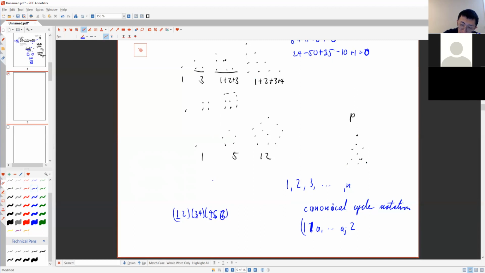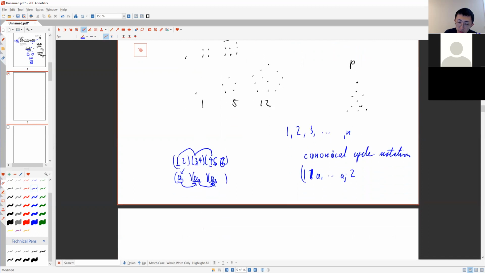I'll always write it like, and then 1 is less than 3 is less than 4. So the smallest number in each cycle is the leftmost, and the leftmost terms are ordered from left to right. Like the smallest one is left of this one is left of that one. So not only is the smallest one the leftmost one in each cycle, but also the leftmost ones are in increasing order from left to right as well. So that's one way to write it. There's also another standard, which I won't talk about.